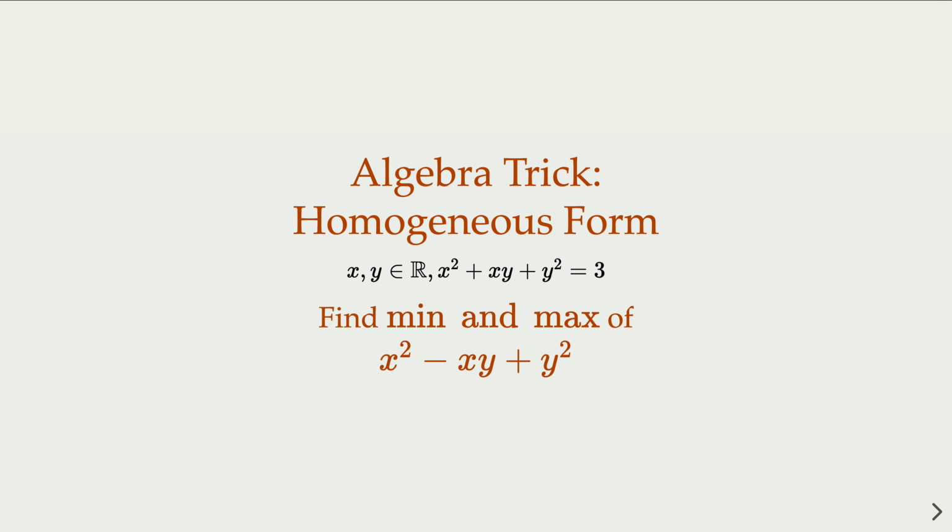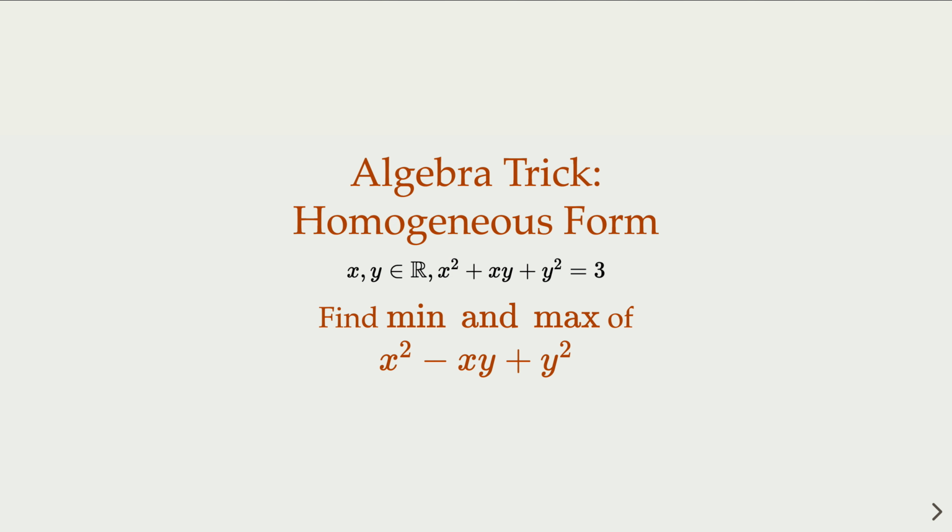Now what is that? You notice that both the objective function and the constraint polynomial are degree 2 for each term. We call that homogeneous because x squared is degree 2, xy is degree 2, y squared is degree 2. So in this case, we can use a common trick for homogeneous form.